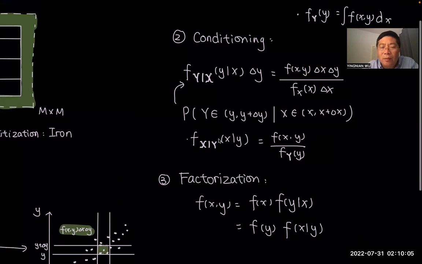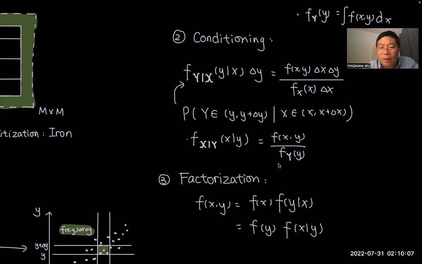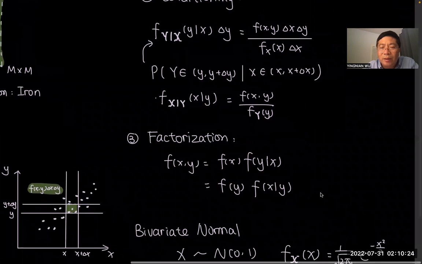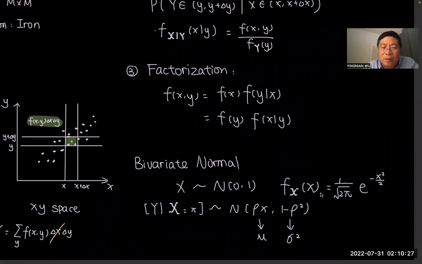And then from here, again, we can also derive factorization. If we multiply both sides by f(y), you see f(x,y) equals f(y) times f(x given y). And by the same logic, it also equals the marginal of x times f(y given x). So this is factorization. And at this point, we may think of playing with the Gibbs sampler by sampling from the bivariate normal distribution. So for the bivariate normal distribution, x follows normal 0, 1. This is standard normal.